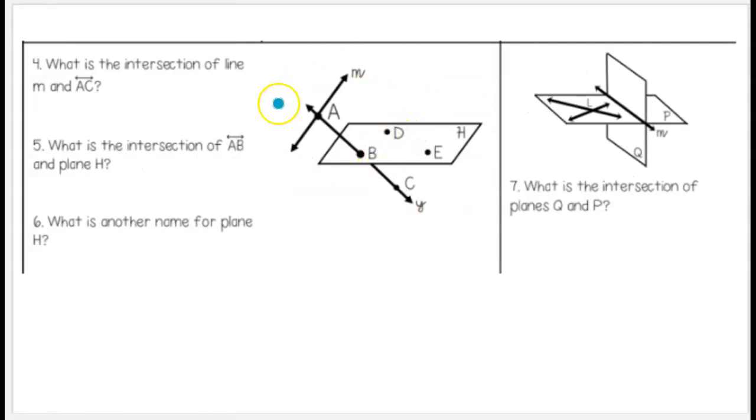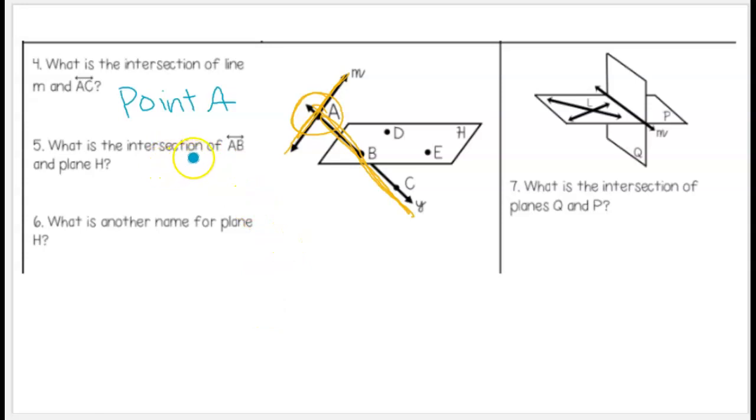All right, we have a diagram here to use. What is the intersection of line M and AC? So line M, I can see, is right here, and line AC is right here. And where do those 2 lines intersect? It is right there at that point, point A.